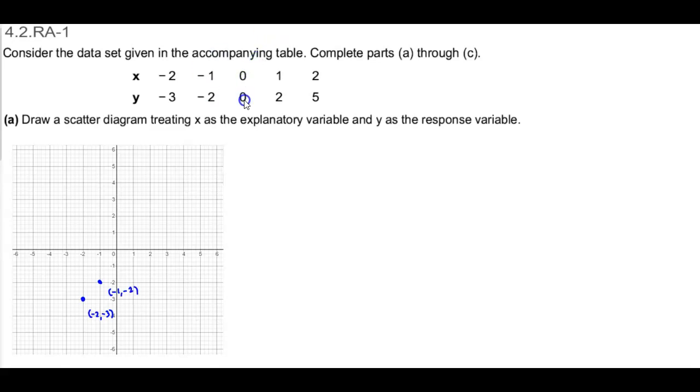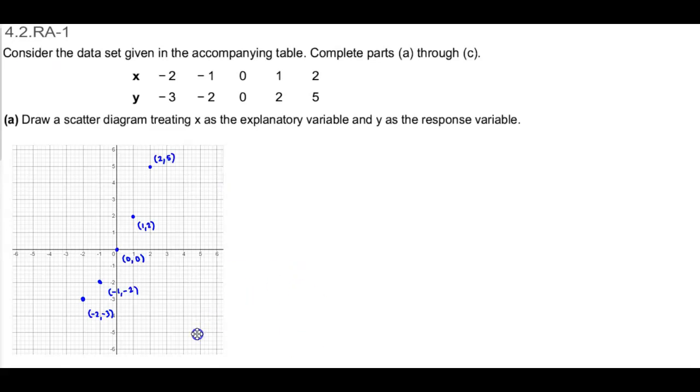Our next ordered pair is 0, 0, so there is our point at 0, 0. The next one is 1, 2, so we move to the right 1 unit and then up 2 units. There is our ordered pair at 1, 2. The last one is at 2, 5, so we move to the right 2 units and then up 5. There is our point 2, 5. So that represents our scatter diagram.